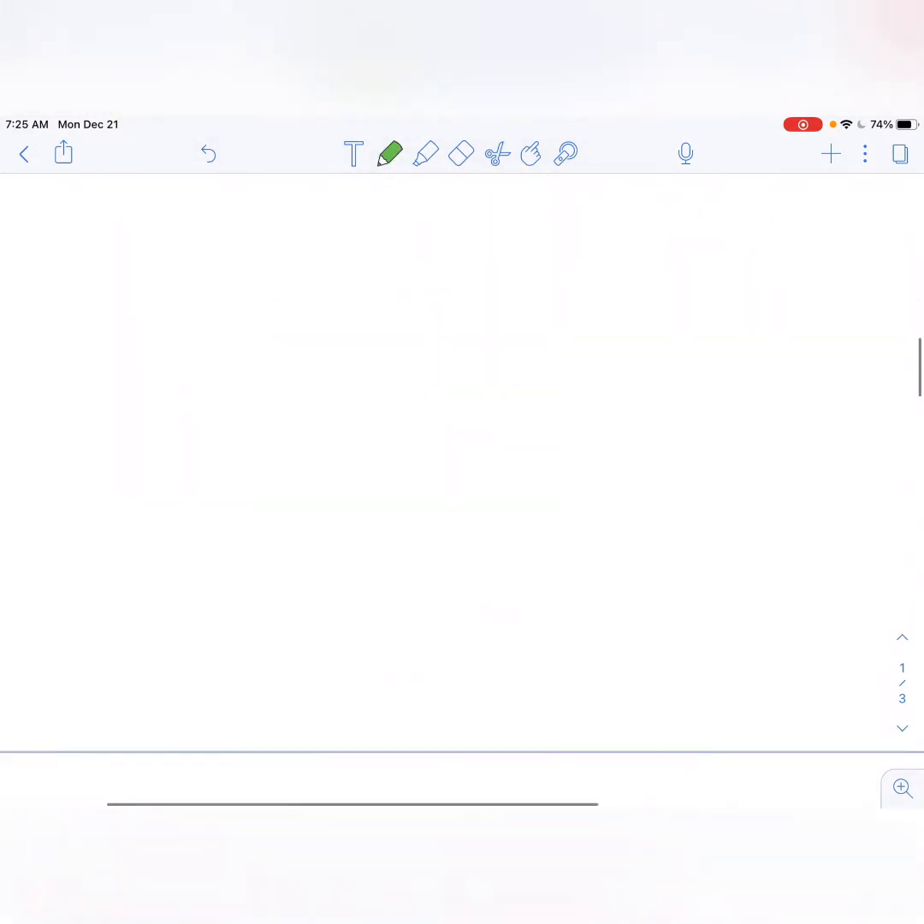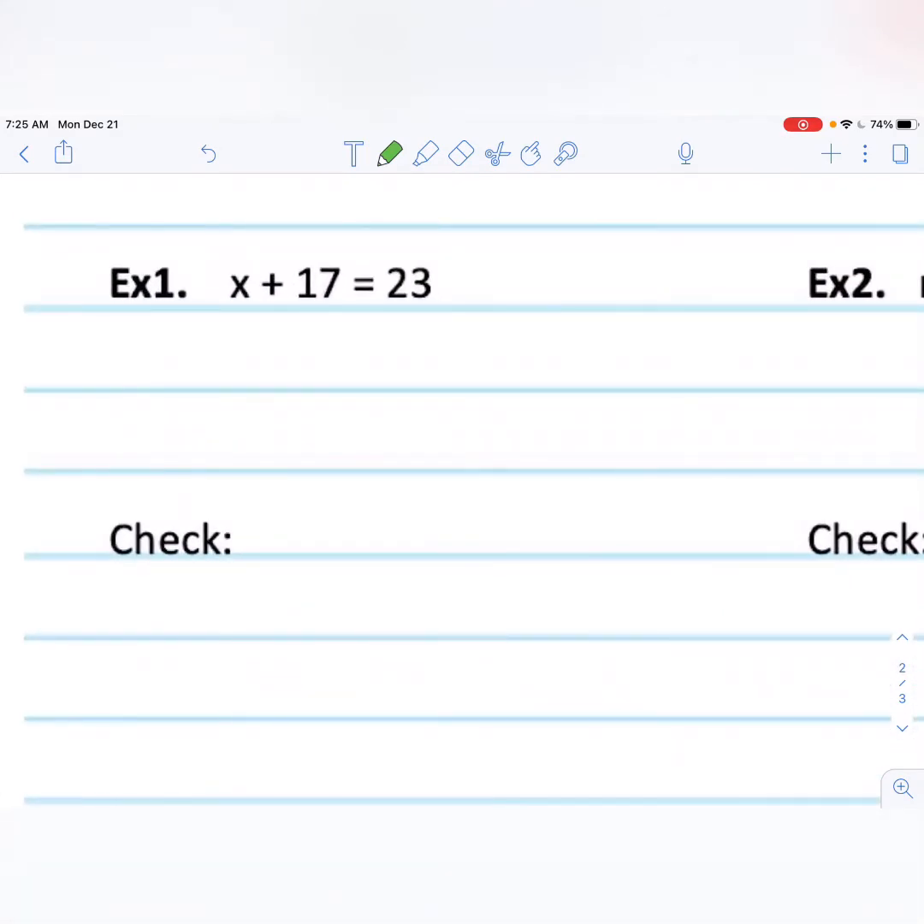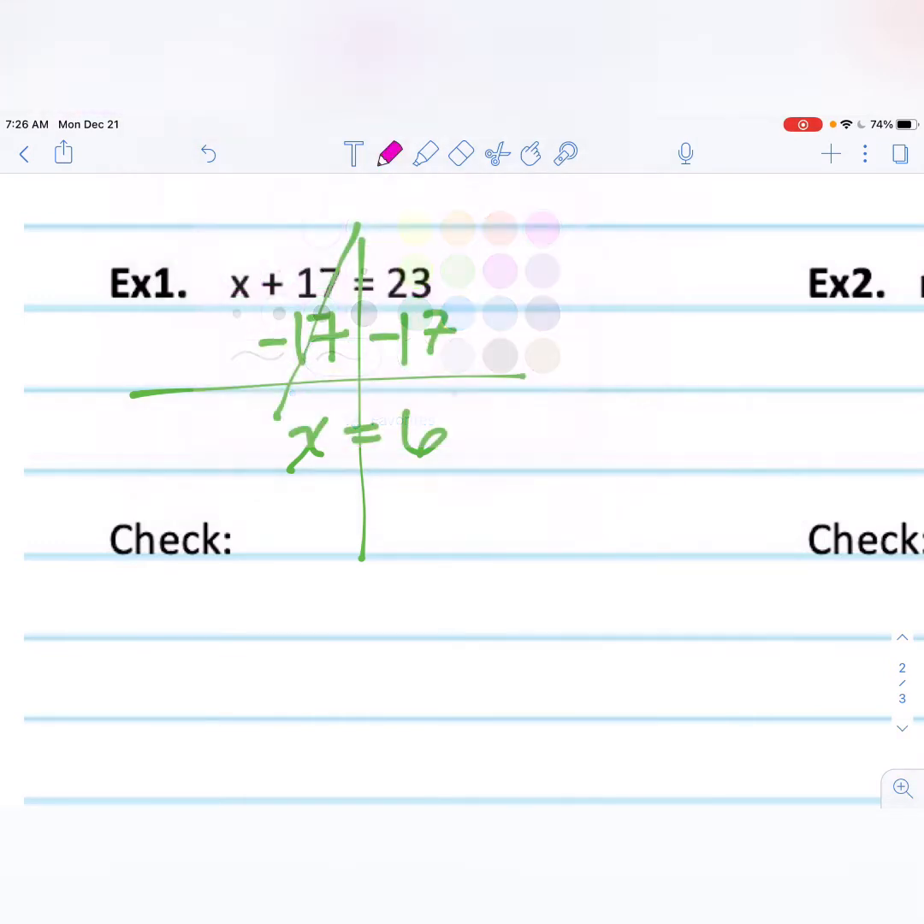Practice solving by undoing. So in example 1, the opposite of adding 17 would be to subtract 17. And when we do that, we're going to get a nice 0 that comes out of here. Remember, we're doing the same thing to both sides of the equation. So x plus 0 is just the same thing as x equals, and this is going to be 6. Feel free to use a calculator to double check me.